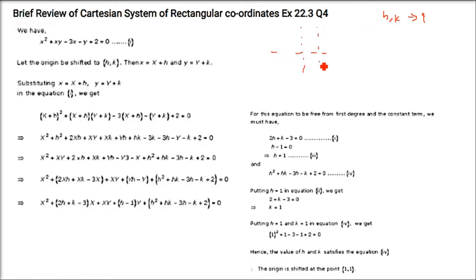If you have the original axis, now you have shifted the origin to some other place. Previously it was 0, 0, now it is h, k. So this xy, which was with respect to 0, 0, is now capital XY with respect to h and k. So what is the value of h and k, so that when you shift, the two terms, the first degree term and the constant term, shouldn't be there? In place of small x, you have to put capital X plus h. In place of small y, you're going to put capital Y plus k.